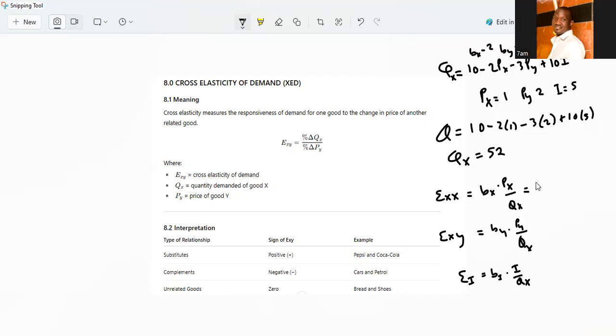So here the gradient is what? Minus 2, and the actual price there is 1 quarter over what? 52. So this is 2 over 52. What do we get? We calculate that, and we get 2 divided by 52, negative 0.03. What's your comment? What type of elasticity of demand is this? It is inelastic, right?